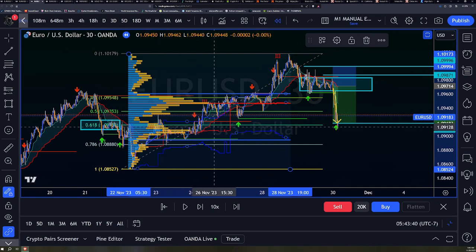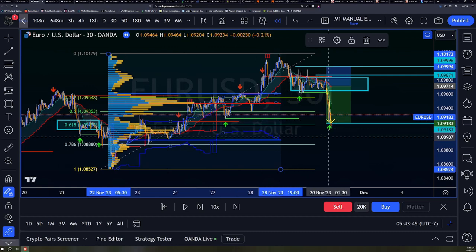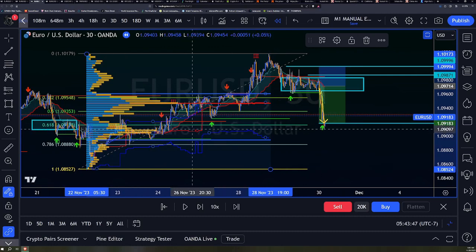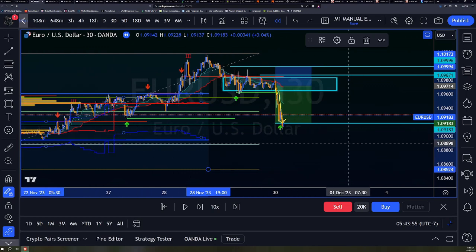And so that is where I went ahead. I set my target above that, thinking that price might reject it. Actually made it all the way down. I could have set my target a little bit lower in the middle of this volume node, but it was below the 618, and so I tend to err on the side of caution. So anyway, it was a beautiful trade.